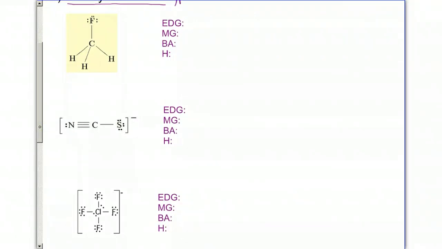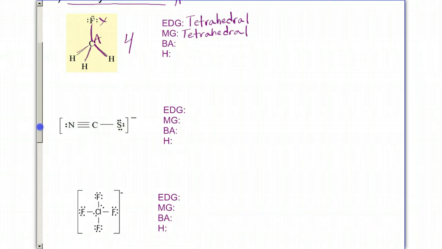So let's look at CH3F. In this case, we'll count the domains first. It has 1, 2, 3, 4 domains. So if we have 4 domains, it has an electron domain geometry of tetrahedral. Remember, because there are no lone pairs on the center, both of these are going to be the same, tetrahedral, because this is actually a formula of AX4. The bond angle, because you have 4 domains, is 109.5, and the hybridization of 4 domains is sp3.